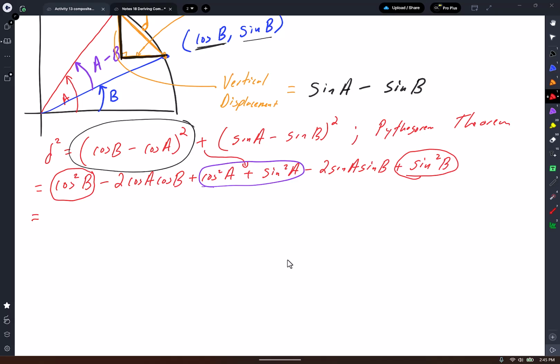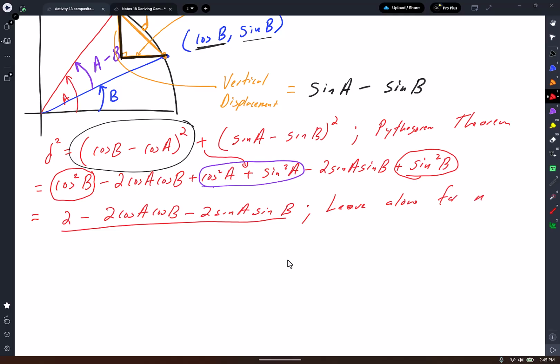So then what's 1 plus 1? Write 2, and then these don't add up because that's cosine A cosine B and that's sine A sine B. So minus 2 cosine A cosine B minus 2 sine A sine B. All right, we leave that alone for now. Are we okay? No one's mind is hurting right now, right? We're okay? All right, check this out.